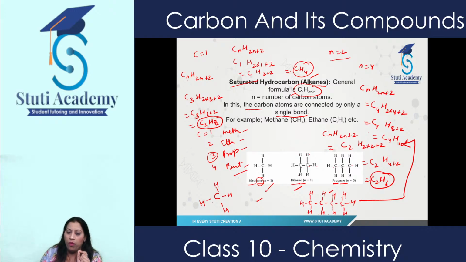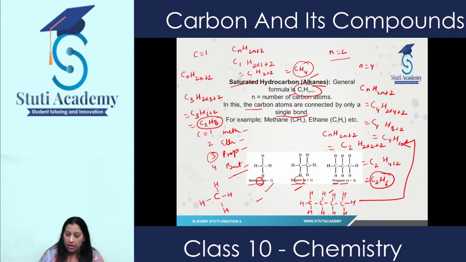So if 1 carbon atom is present, we use meth. If 2 are present, we use eth. If 3 are present, we use prop. And if 4 are present, we use but. These tell us the number of carbon atoms, and the last 3 letters show whether they are alkanes, alkenes, or alkynes.